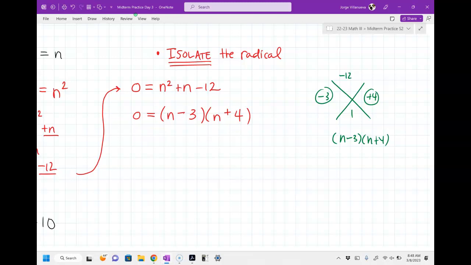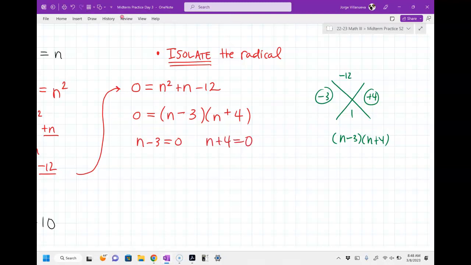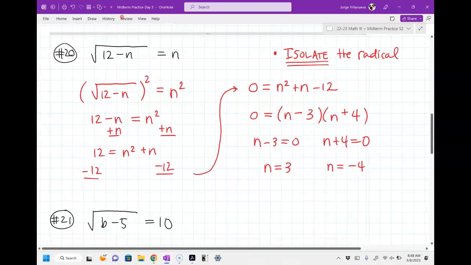So let's go ahead and solve. N minus 3 equal to 0. N plus 4 equal to 0. So for the first one, n is going to be equal to 3. And the other one, n will be negative 4. The question is, do they both work?